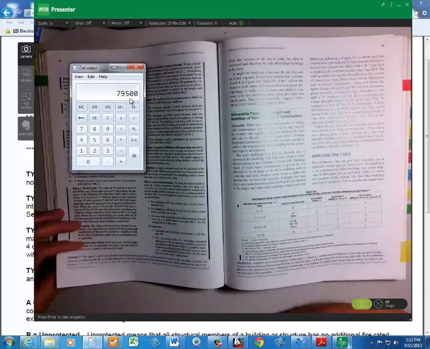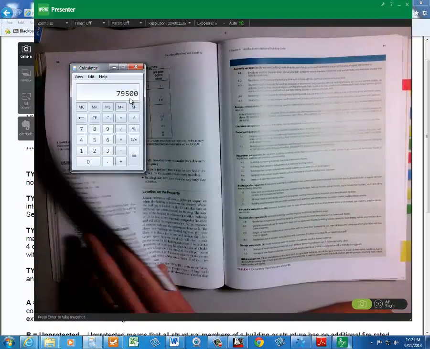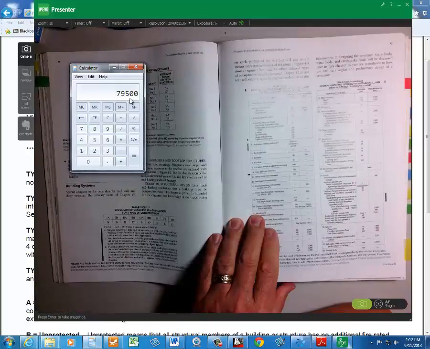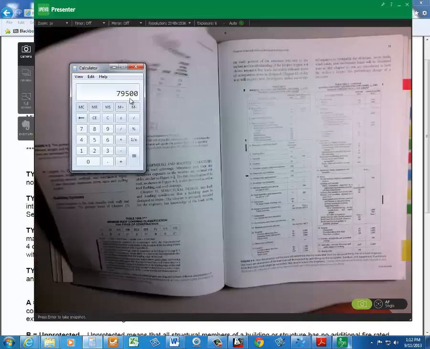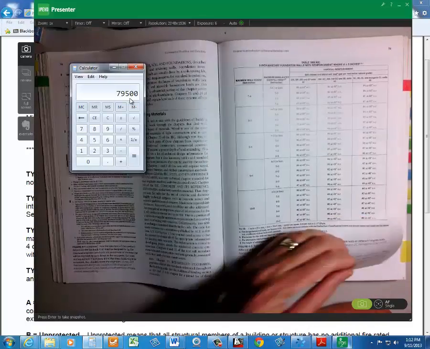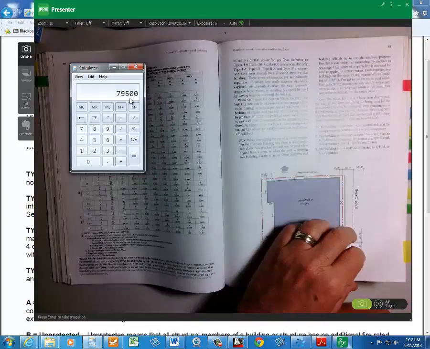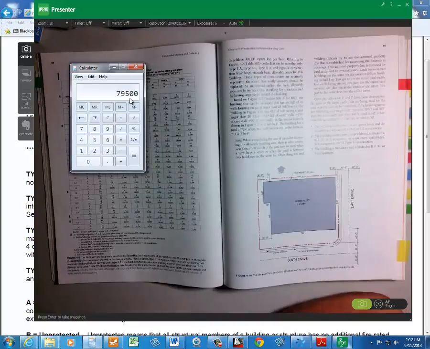Okay, so table 503. Let's find that table. Where's 503? It's on here somewhere, isn't it? Oh, it's over here. Oh, that's our allowable building heights and areas.